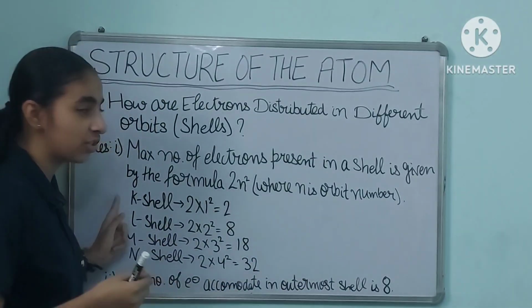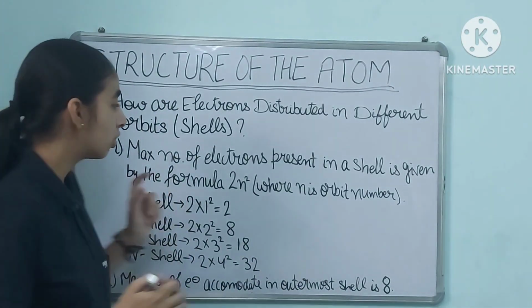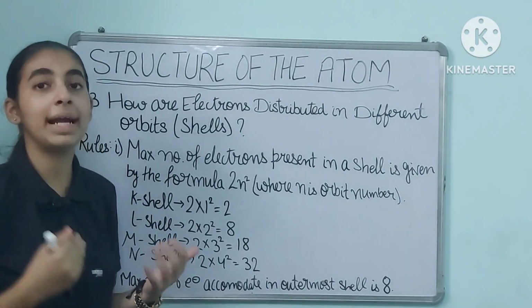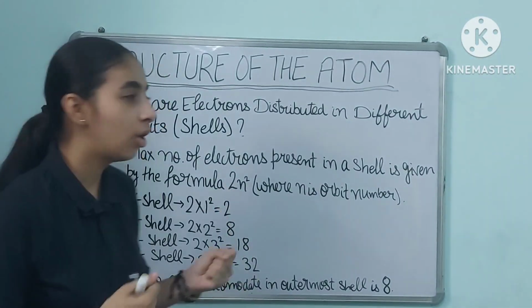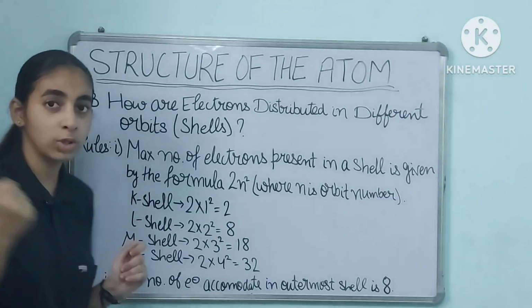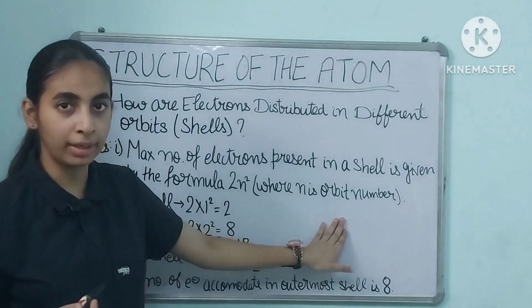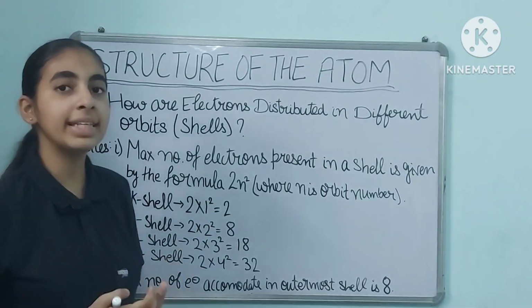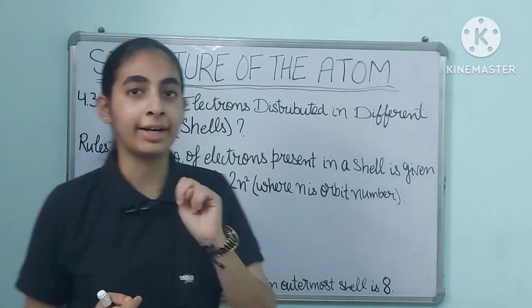First is the K shell, also known as the first orbit. You have to use this formula to know how many electrons can be put in the K shell. 2 into 1 square, because K means 1, is equal to 2. So in the K shell we can put only 2 electrons.